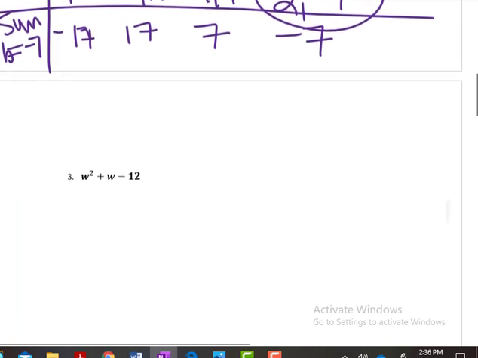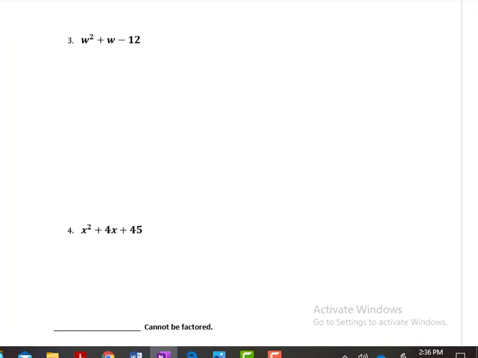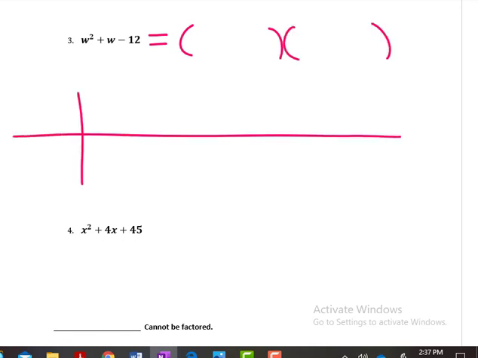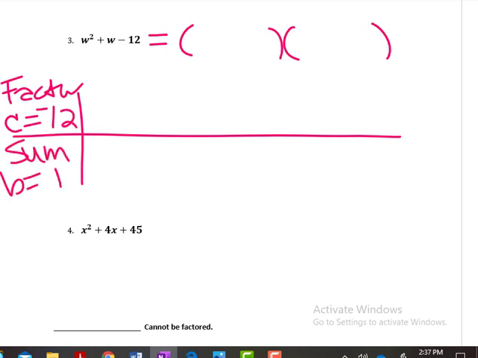Let's take a look at number 3: 3w squared plus w minus 12. Okay, well, it's in descending order: the w squared term, and then the w term, and then the minus 12. There is no common factor, so I'm going to create my answer area. Now I'm going to look for the factor pair of c, that last term, which is negative 12, that sums to b, which is 1. That's the coefficient on a plain w, which is 1.